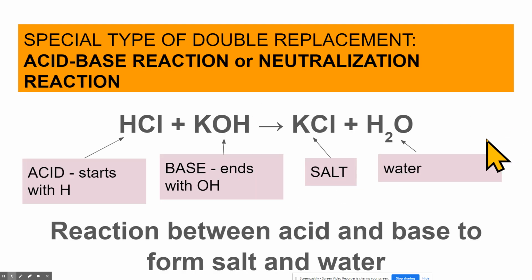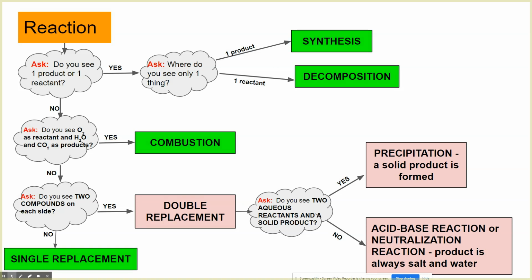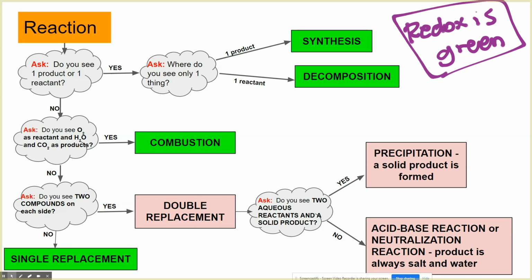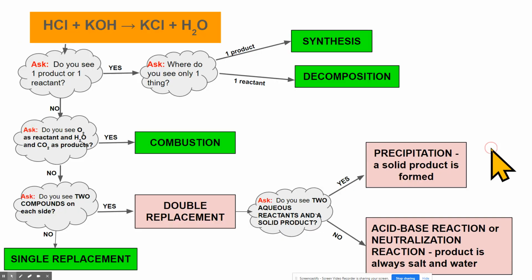Oh, by the way, guys, if you look at our flow chart, how would you know which ones are redox and which ones are not redox? Well, redox will be the ones in green. So redox is green. Don't forget. And anything that's not green is not redox, obviously. So there you go. So synthesis, decomposition, combustion, and single replacement, they're all redox reactions. All right. So let's take another example.